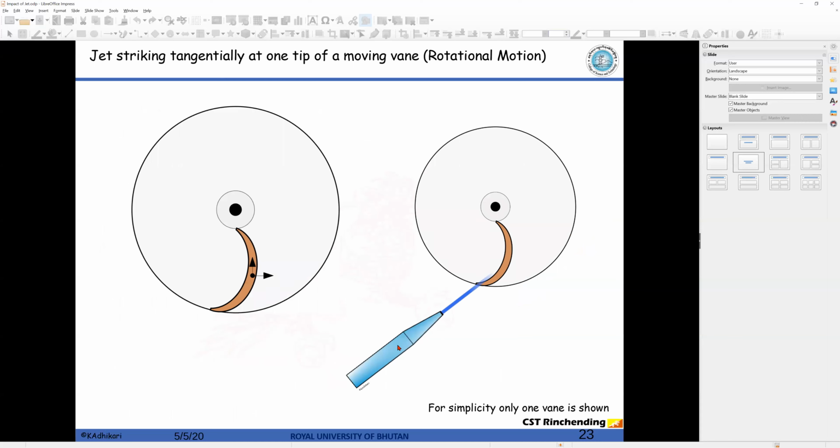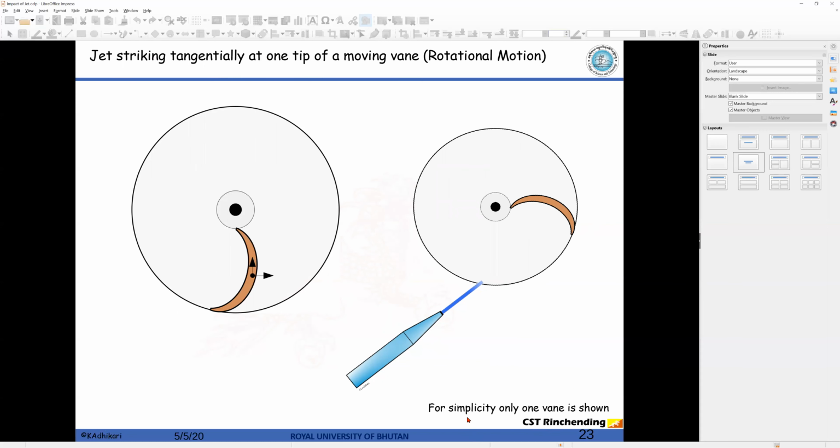With this, let's analyze one interesting thing, that is the jet striking tangentially at one tip of a moving vane. Now it is rotational motion. In the previous case, it was moving completely in the x direction. Now we are not concerned about the x direction. Let's say that once the jet strikes this vane, it makes a rotation about a point. So this is exactly what we are going to analyze.